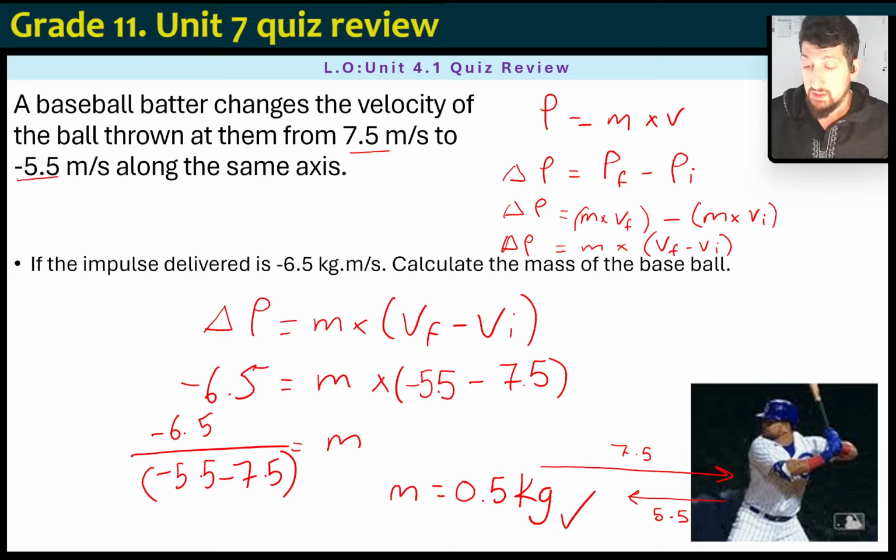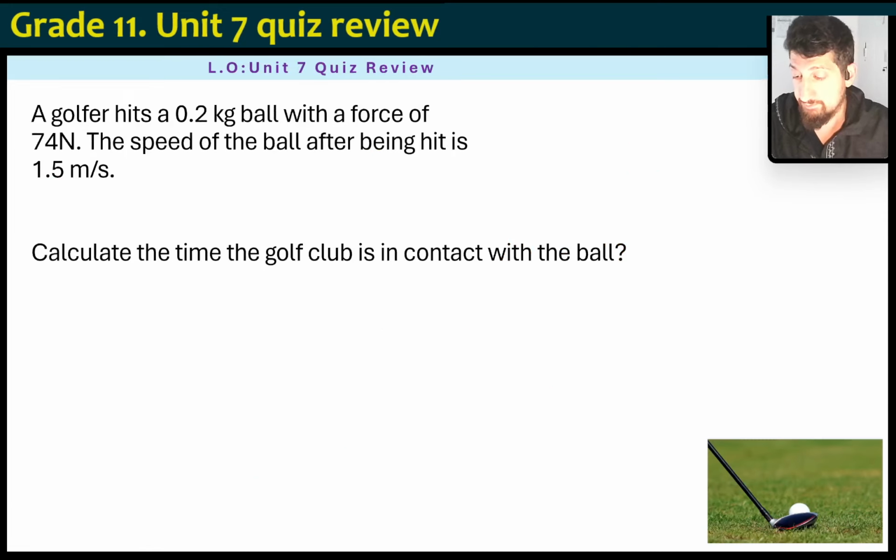Okay, so I just did that in a long, windy way, but if you know what you're doing, all you have to do is go, okay, so the final velocity minus the initial velocity multiplied by mass equals the change in momentum. So this over the change in velocity is going to give me the mass. Okay, let's have a look at this problem over here.